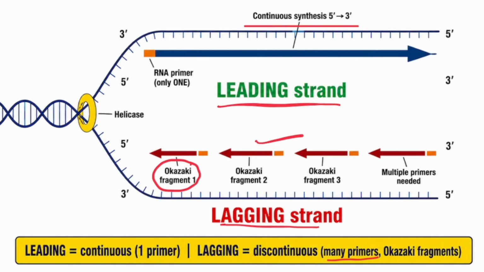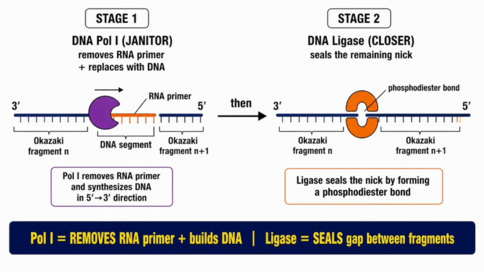Now, the lagging strand becomes messy as RNA primers are present between DNA fragments. So two enzymes come for cleanup. First, DNA polymerase I. DNA polymerase I removes the RNA primer and replaces it with DNA nucleotides. So remember, DNA polymerase III is the main builder and DNA polymerase I has the janitor role. Without polymerase I, RNA would remain stuck inside the DNA strand. But even after primer removal, small gaps called nicks are still present between fragments. So DNA ligase comes and seals those nicks by forming phosphodiester bonds.